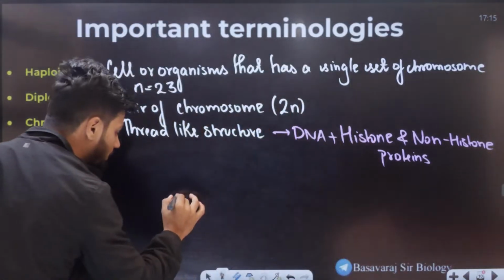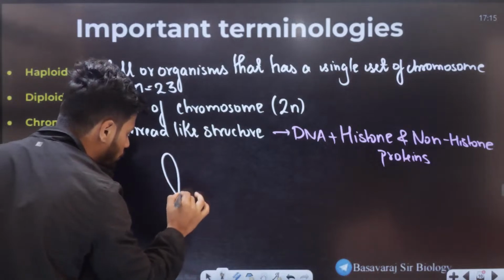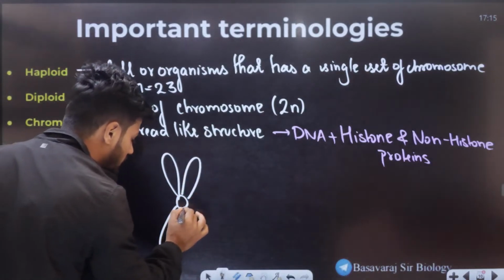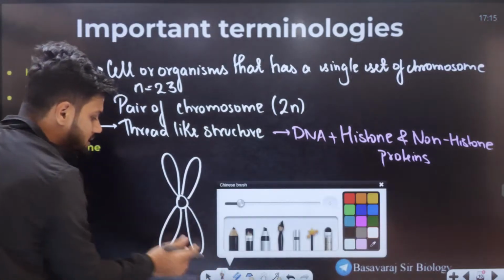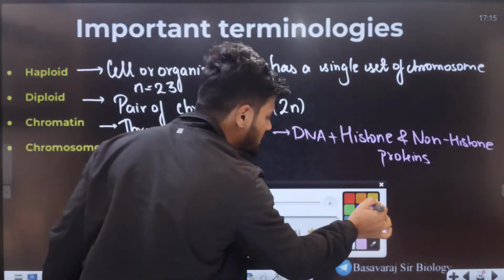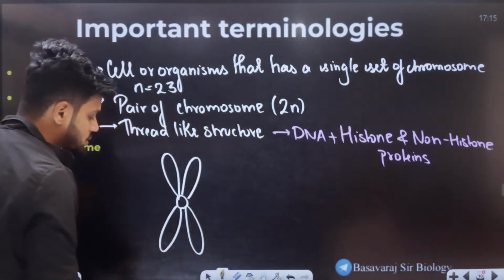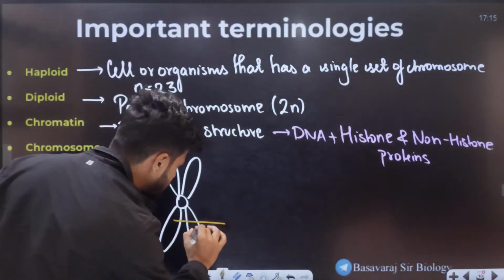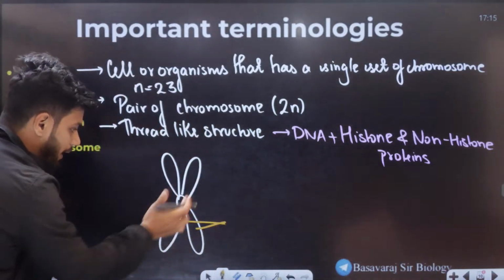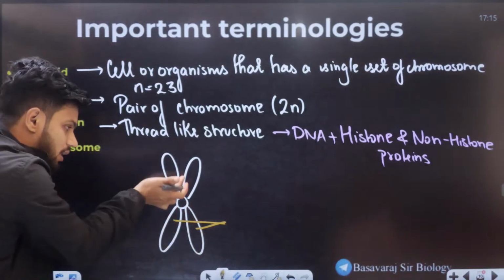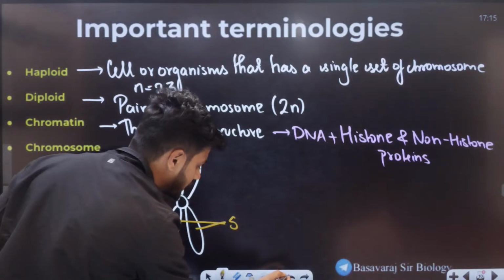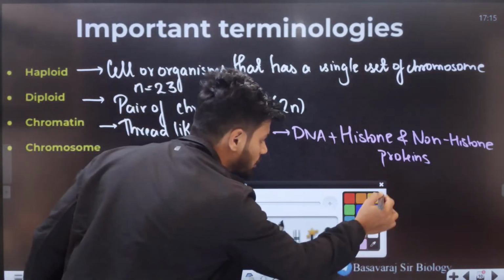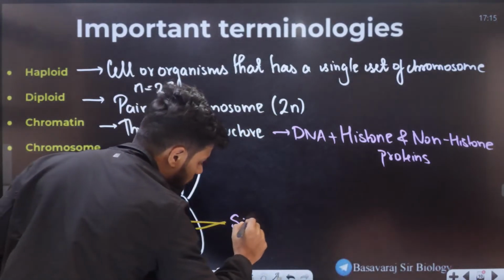Now, for example, let me draw a simple chromosome right here. This is a simple chromosome, students. Can anyone tell me, in this chromosome, what is a chromatid? Can you see, students, these structures right here, 1, 2? These are called sister chromatids. They are called what, students? They are called sister chromatids.